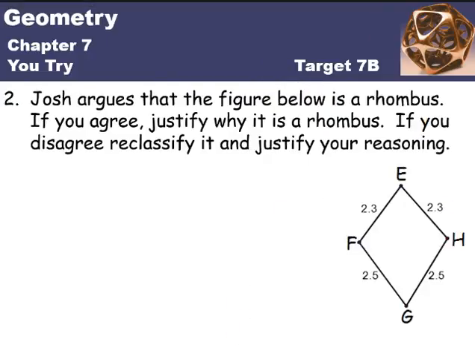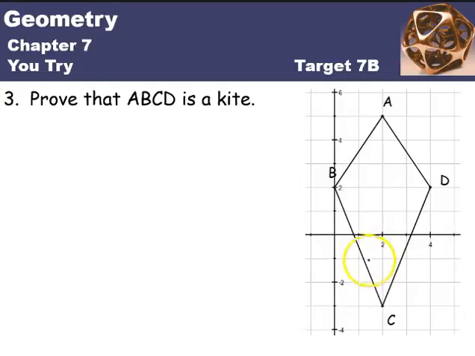And number 2, Josh says that this is a rhombus. You have to decide if you agree with him or not. And number 3, you have to prove this is a kite. Okay, good luck.